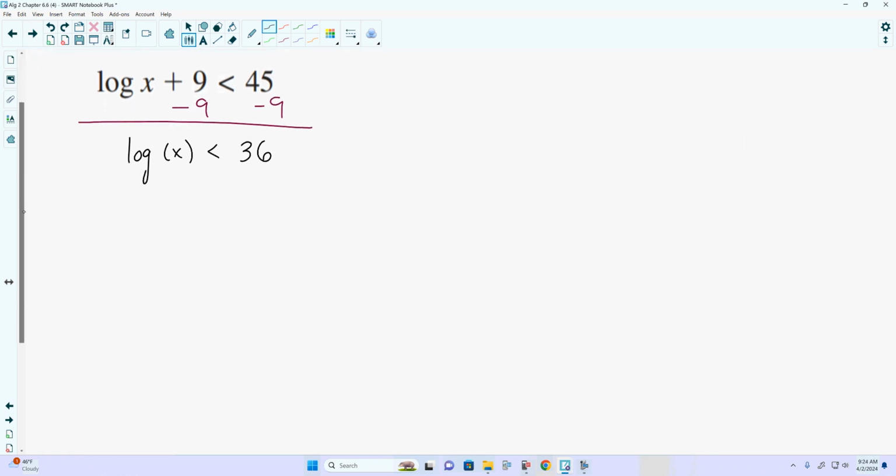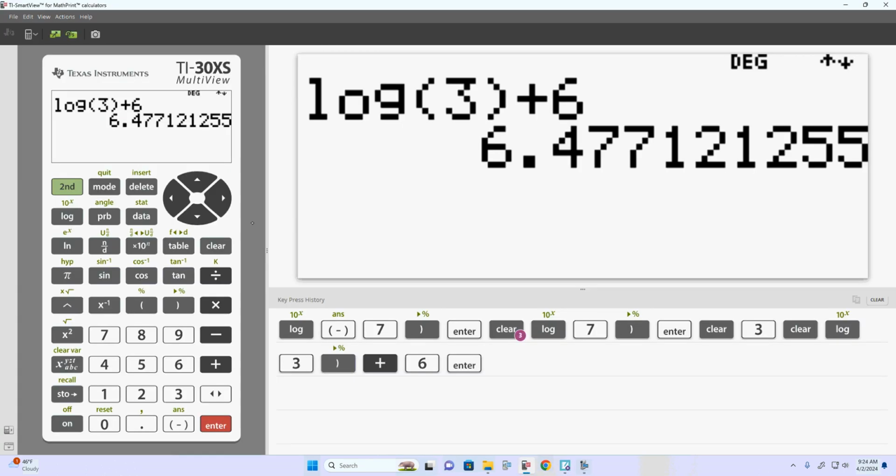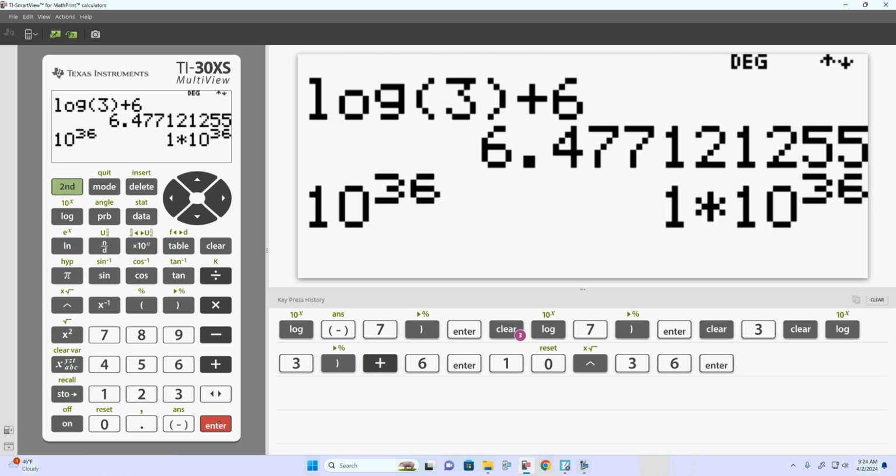Now, this one here, we are not going to simplify for the most part, and there's a reason why. Because we have log of x is less than 36, yes? What's our next step? We put both sides to the base of 10, yes? They cancel. x is less than, so we have 10 to the 36, yes? Number to a power, so I can say 10 to the 36 is 1 times 10 to the 36.